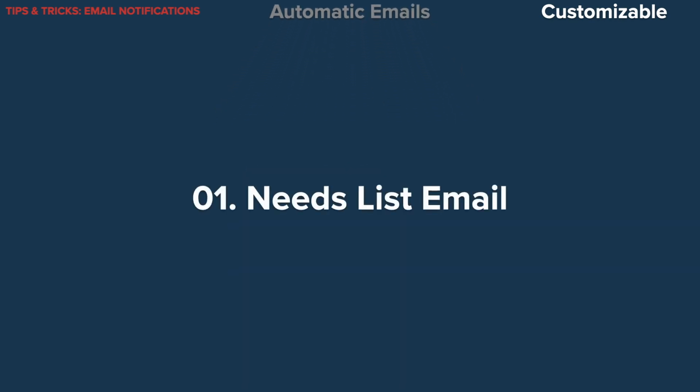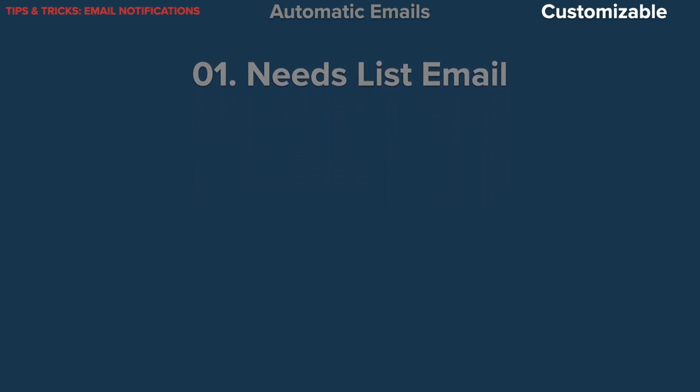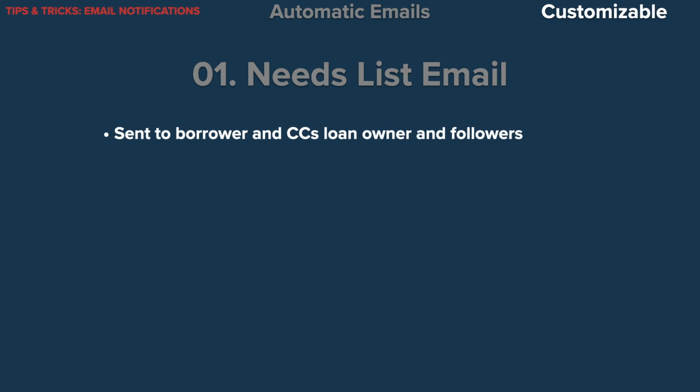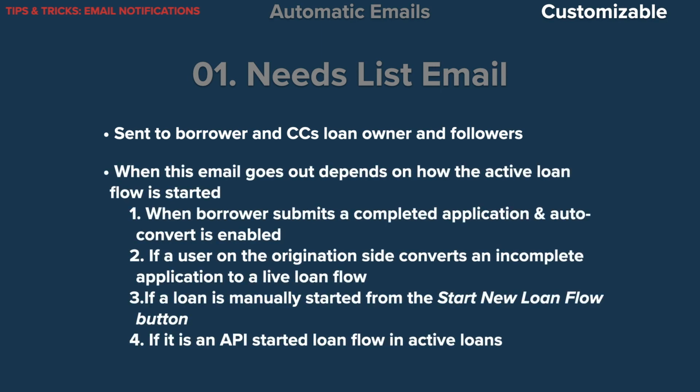All right, now let's go ahead and start with the needs list. This email is sent to the borrower, and it does carbon copy the loan owner and any followers that are set to receive those notifications as well. And when this email goes out depends on how the active loan flow is started. So there's a few different ways this can be.